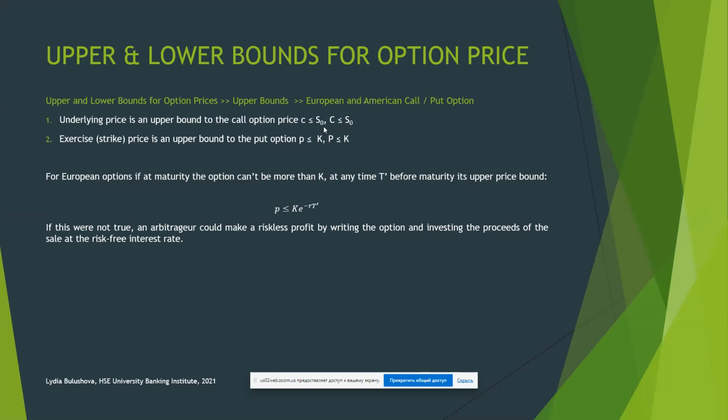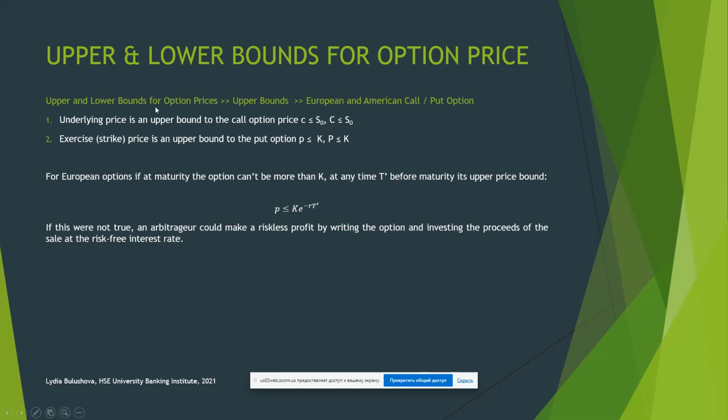If this were not true, an arbitrageur could make riskless profits by writing the option and investing the proceeds of the sale at risk-free interest rates. The same replication of portfolio in no arbitrage approach. So first, we defined upper bounds for European and American call option, that's the top of the slide.